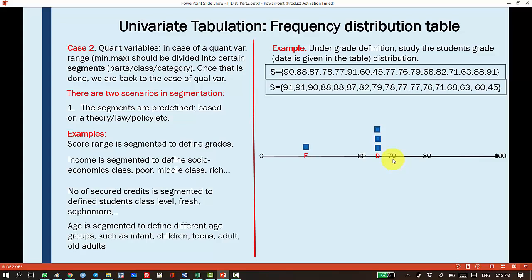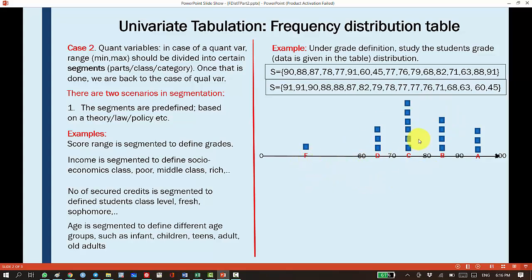And between 70 and 80, we have grade C, and we have 6 students who scored between 70 and 80. And the scores between 80 and 90 is B grade, and we have 4 students who scored between 80 and 90. And finally, scores between 90 and 100 is A grade, and we have 3 students who secured a score above 90. As you can see, we have defined the segments of the scores based on a predefined grade definition. And then we have counted the number of students based on their scores in each segment or in each class.